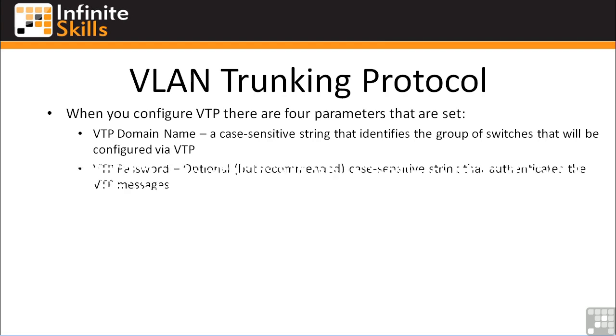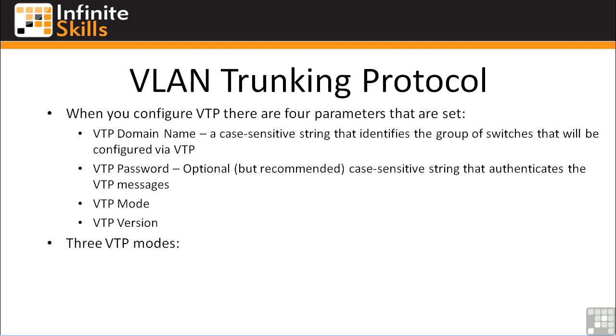The next thing that's configured is the VTP password. The VTP password is actually optional, but it is recommended if you use VTP in the first place so that a misconfigured switch, again, will not kill your entire network. The VTP password is an optional but recommended case-sensitive string that authenticates the VTP messages. This way you couldn't have a rogue attacker come in and attach a switch to your network, sniff out your VTP domain name, and then proceed to synchronize out a bad or faulty VTP database to the rest of the LAN. The third parameter is the VTP mode, and we'll talk about that here in just a second. And the fourth is the VTP version, and again, we'll talk about that here on the next slide.